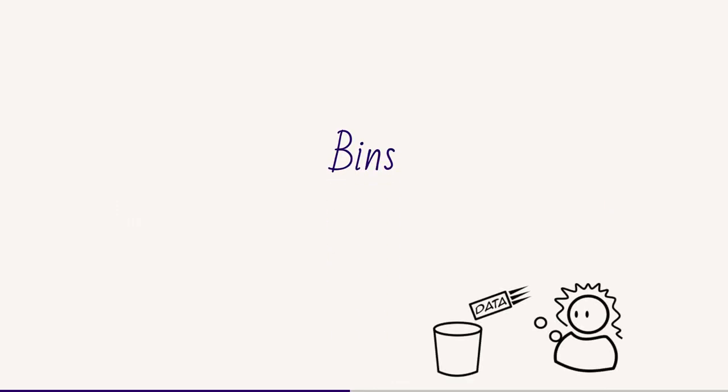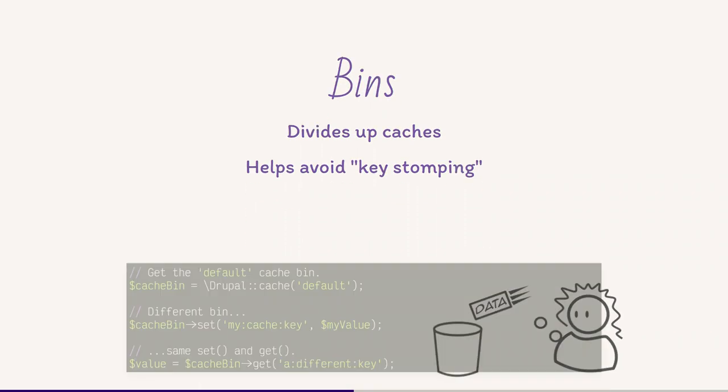But you might be going, well, what if we have a lot of keys in our cache? Well, there's a mechanism that we can use to prevent something called key stomping. Bins are actually a mechanism by which Drupal divides up caches into separate logical groups. This helps avoid one bit of code somewhere in your site using one cache key and some other bit of code in your site using the same cache key and stepping on each other. Instead, both of those could use their own bin, and they can play by themselves.